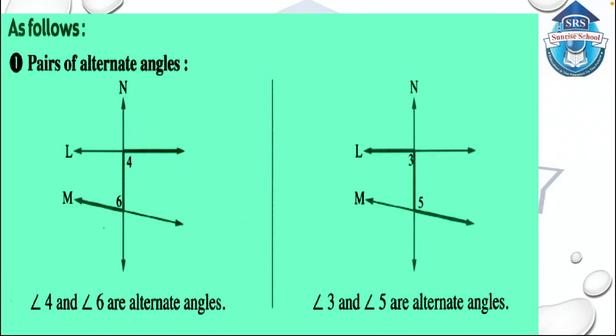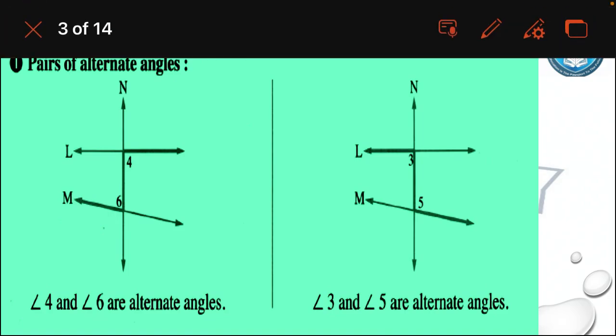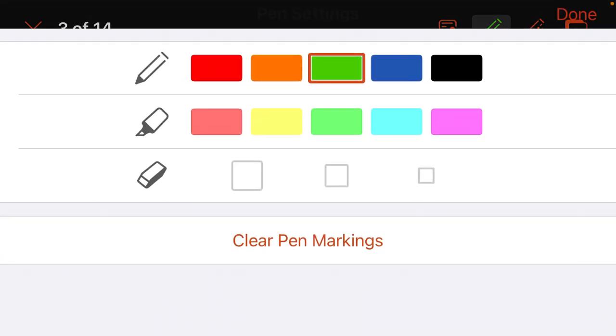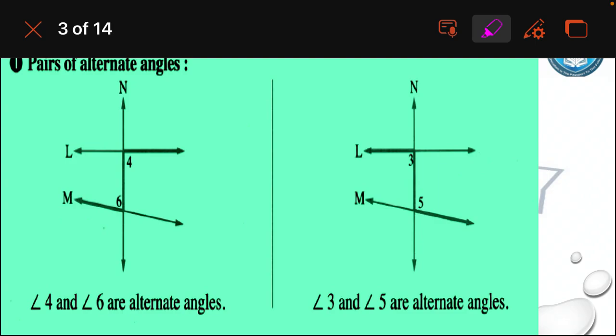Let's see together the alternate angles. Angle 4 and angle 6 are alternate, and angle 3 and angle 5 are also alternate angles. They are not on the same side. One is on the right and the other on the left. These are called alternate angles.